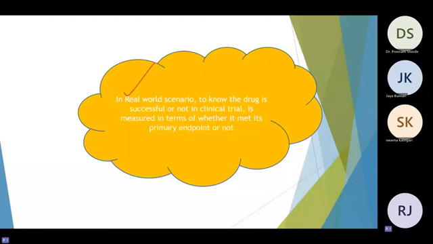Now everybody is clear, right? What is primary objective, secondary objective, what is primary endpoint, what is secondary endpoint? Any questions so far? Then we can move to the next topic.